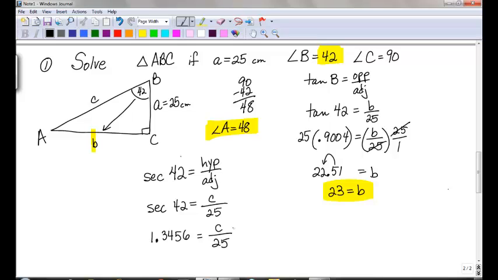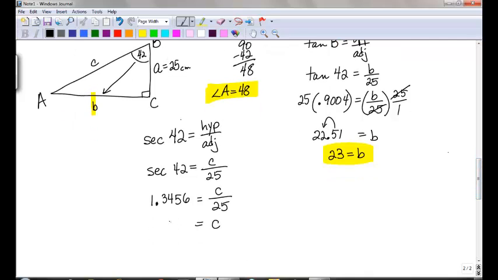Okay, now solve for c. Do the inverse, multiply by 25 on both sides. So times 25. Okay, and I get c equals 33.64. And they want two significant digits, so that means you need to round this up to 34. Okay. So now check. Do we have all the missing parts? We've got all the angles, all the sides. Yep, and everything's rounded. Okay. Any questions on that one? Okay, let's do one more example.